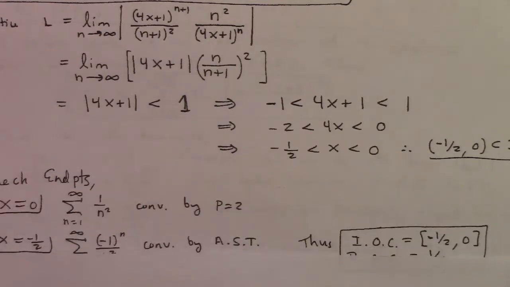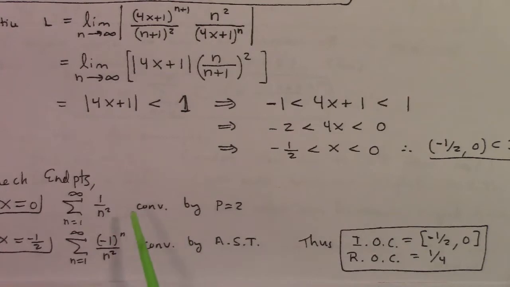Now I check endpoints, and I get, again, they're both included by either p equals 2 or the alternating series test. And so the interval of convergence is minus 1/2 to 0, both included, and the radius of convergence is 1/4. So there you have it.